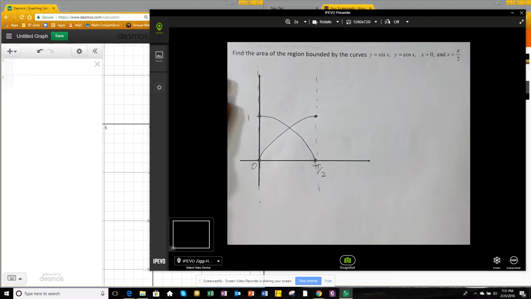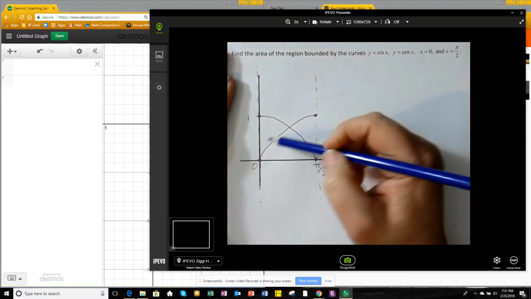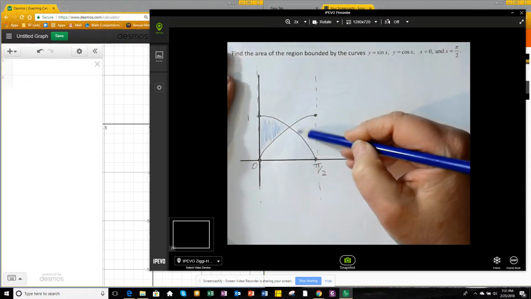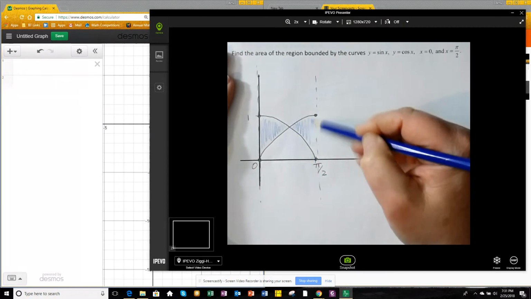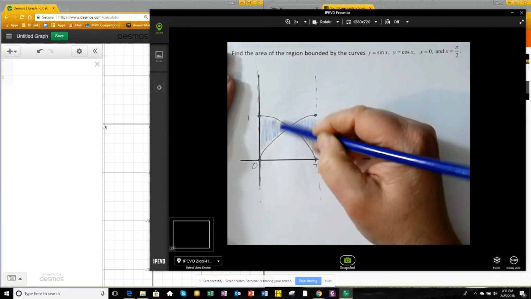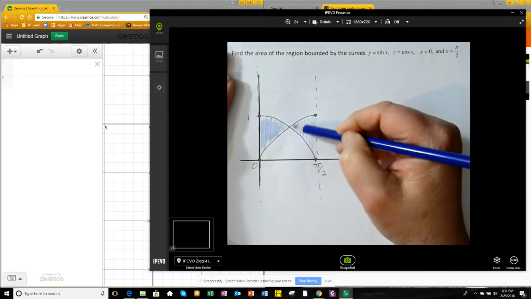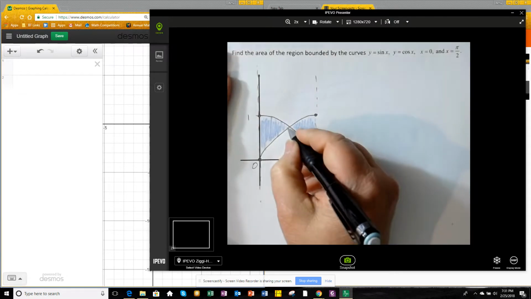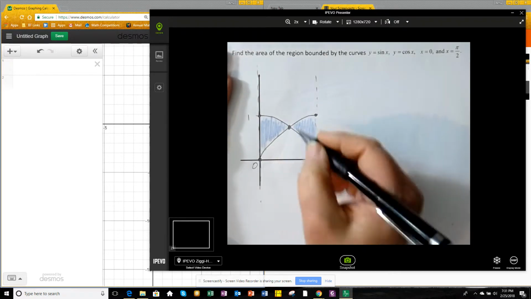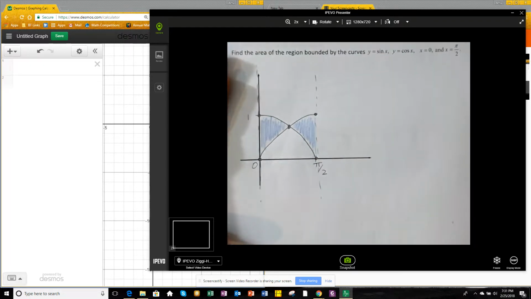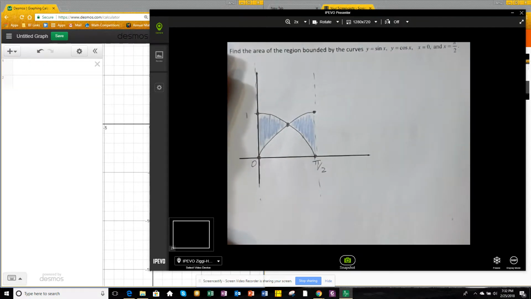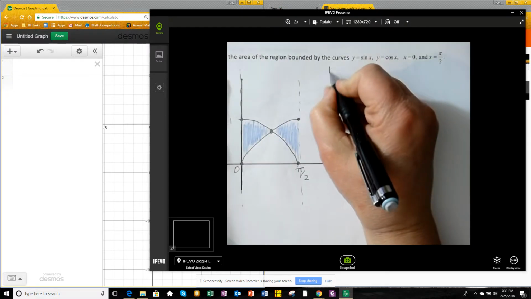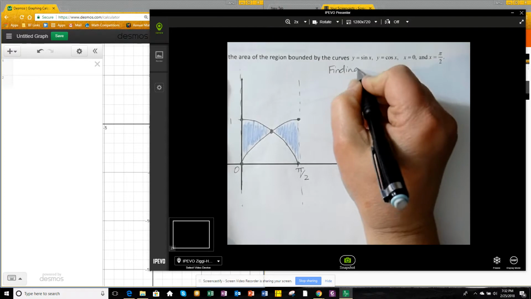So what area are we talking about? Well, it looks like we're talking about this area and this area. Now, I haven't drawn it symmetric, but they're looking pretty symmetric to me. And so I'm probably going to use symmetry. But what's interesting is that I need to know what that point is. Well, what is that point? That point is going to be where the sine and the cosine are equal. So finding the point of intersection.